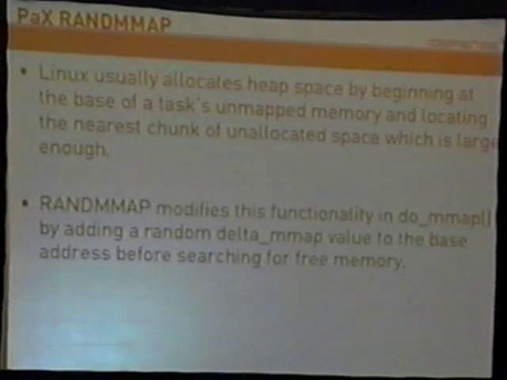So it's pretty effective. The mmap protection essentially is able to modify the location of your heap as well. It does this by adding some additional functionality in the do mmap and adding a random delta value to the base address before searching for free memory. Whenever you try to mmap something, essentially all it does is look for the next chunk of unallocated memory that's of an appropriate size for the memory space that you're asking for.